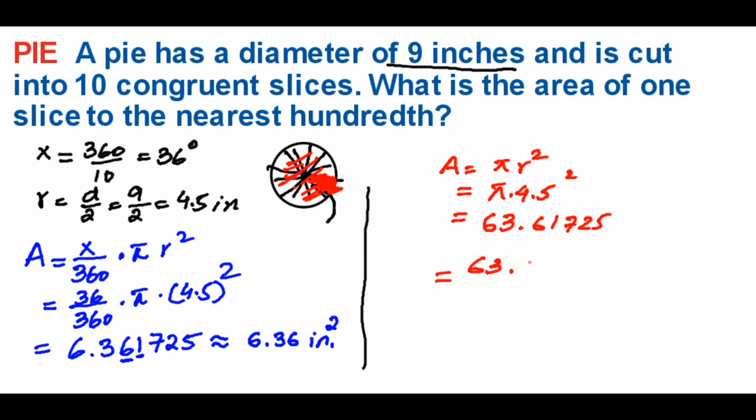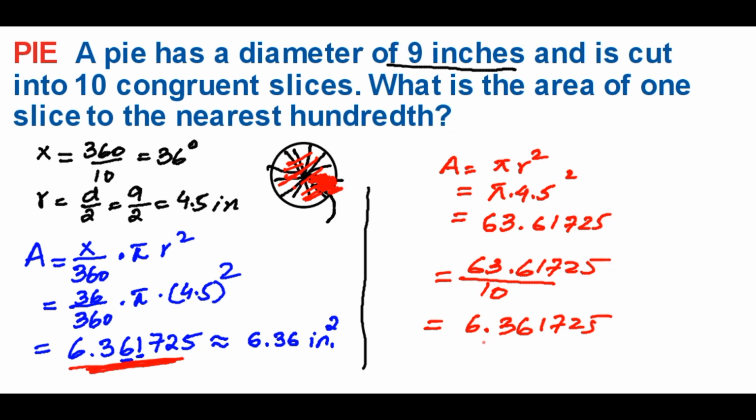So 63.61725, if you divide by 10, it will be 6.361725, which is exactly the same as here. You can see. And then when you round it to the nearest hundredth, it will be 6.36 square inches.